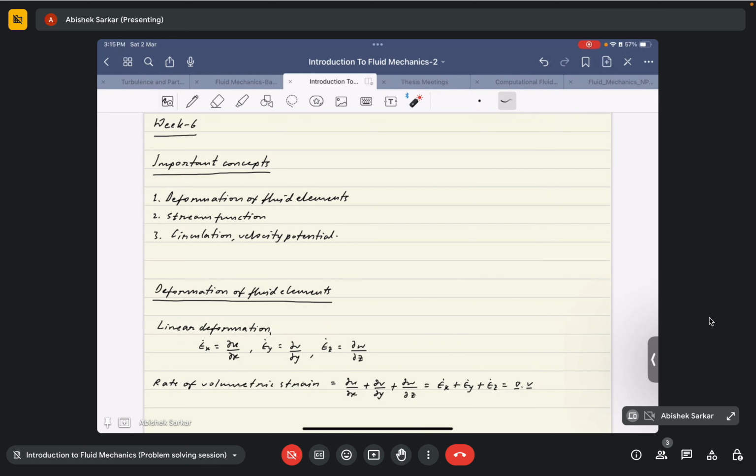Then we will be dealing with a very important concept, that is the concept of stream function, its use in solving fluid flow problems and its applications. And finally we will be discussing velocity potential and circulation. I have not mentioned it as a separate topic because it is included with the concept of deformation of fluid elements, specifically the vorticity vector.